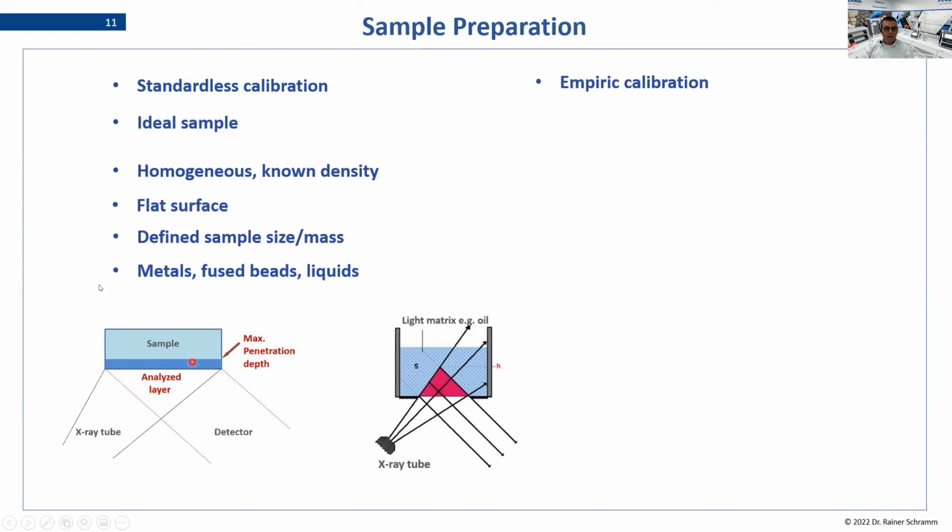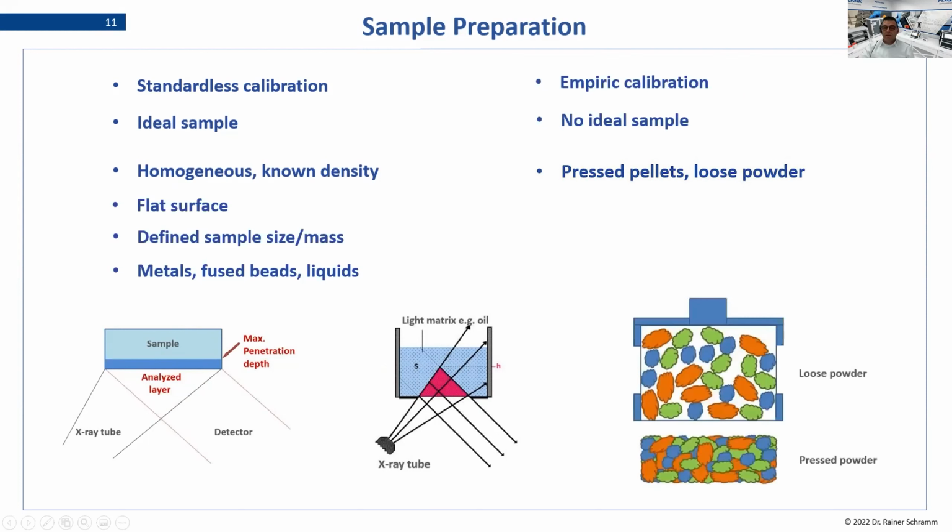But what means when these conditions are not fulfilled? We have to do an empiric calibration, which means we need standards. And then non-ideal means like very often for press pellets or loose powders. Because in this case, like you can see in this schemata, in a loose powder, the density is quite undefined. We have holes in between, and the volume we analyze is not really filled 100% by sample material.